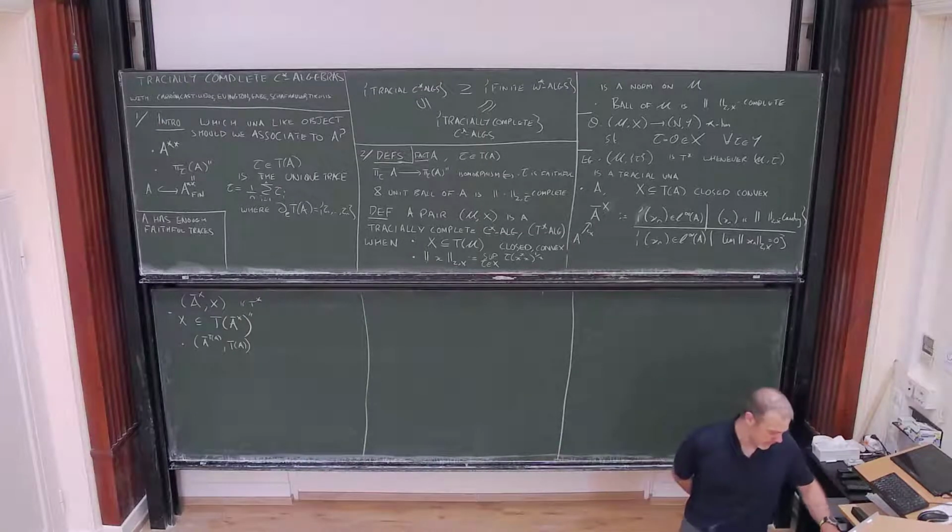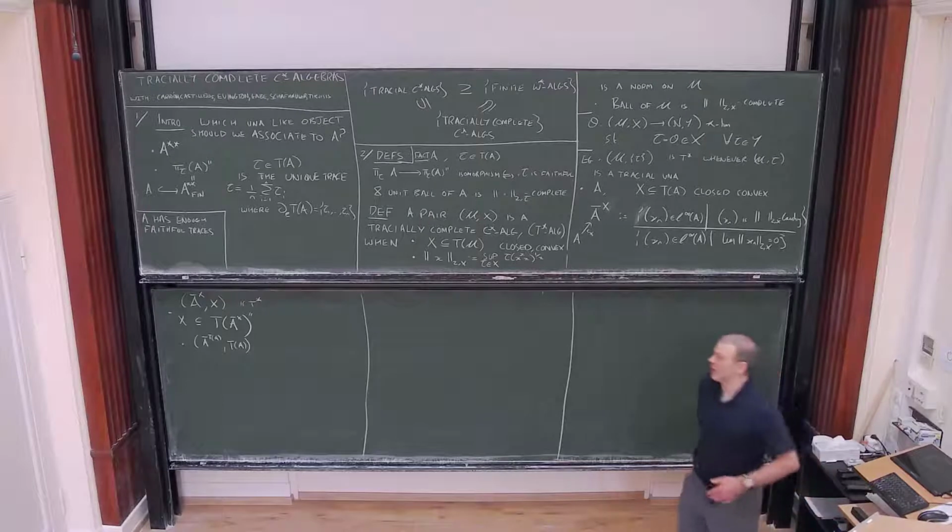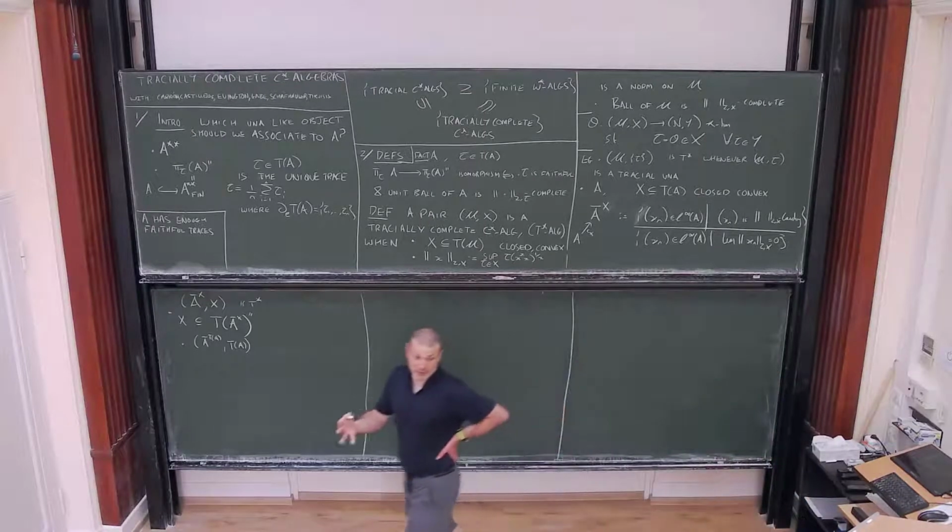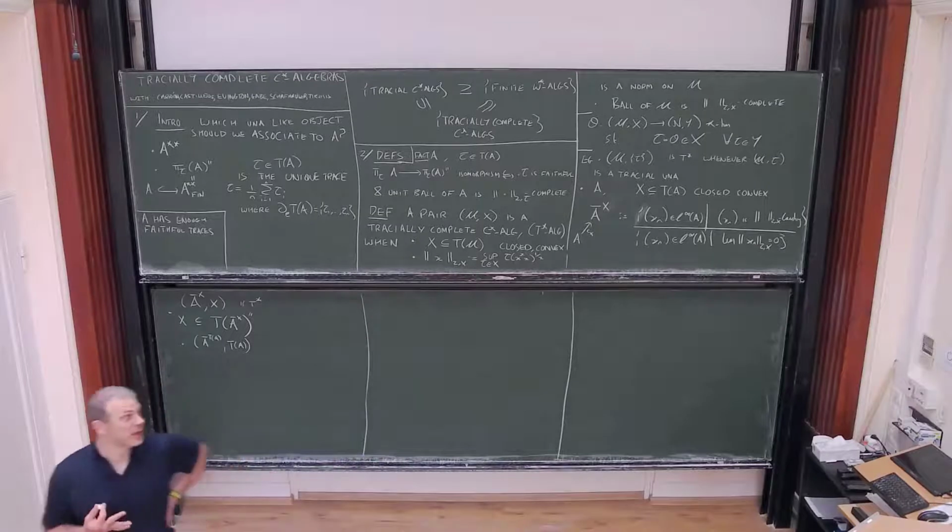If you equip M with a finite number of traces and it is a C-star algebra, was it already a von Neumann algebra? Yeah, if X is a finite, well, if you take a finite-dimensional simplex, then yes, that's going to be true.